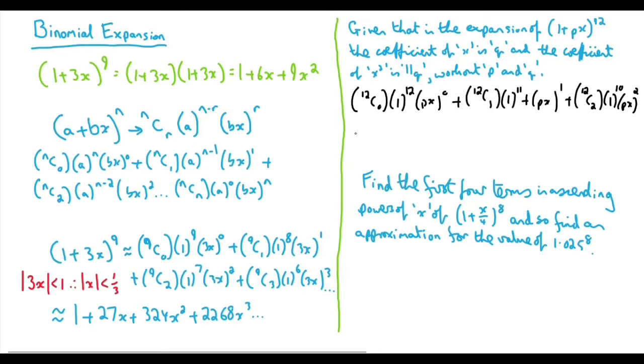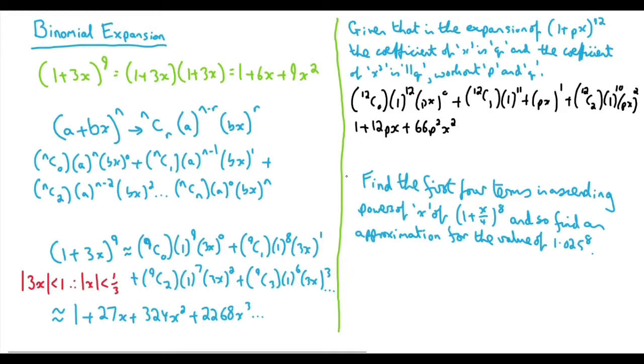Putting this in the calculator, 12 choose 0 times 1 to the power 12, and then p to the 0 just disappears. You end up with the first term just being 1. And here, 12 choose 1 times 1 to the power of 11 times p to the power of 1. That's going to give us 12p, and then x to the power of 1 is x. And thirdly here, 12 choose 2 times 1 to the power of 10 times p squared is going to give us 66p squared, and then with the x squared as well.